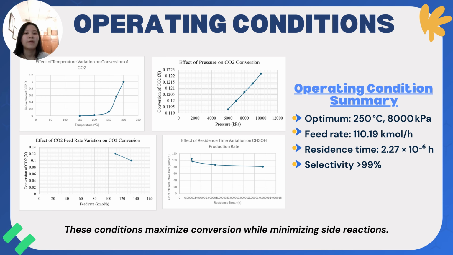So, we can have a small summary, which is the optimum temperature and pressure for the reaction will be 250 degrees Celsius and 8,000 kilopascal. And the feed rate will be 110.19 kilomole per hour. The residence time is 2.27 times 10 to the power of negative 6 hours. By using these parameters, we can get the selectivity of greater than 99%.